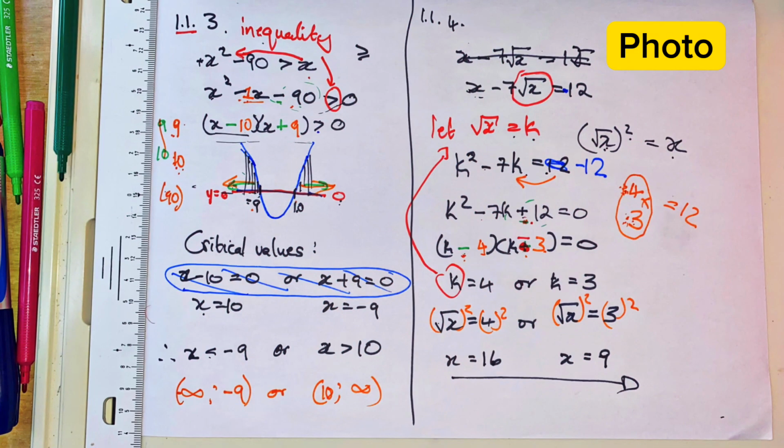The following seconds of this video is a photo of the rest of the problem. For some weird reason, I forgot to press record while I was solving the rest of the problem. Just know that I found the factors 4 and 3, I put them in the brackets and solved for k. But k was equal to the root of x, so I substituted the root of x back into my problem and then solved for x, which I found to be 16 or 9.